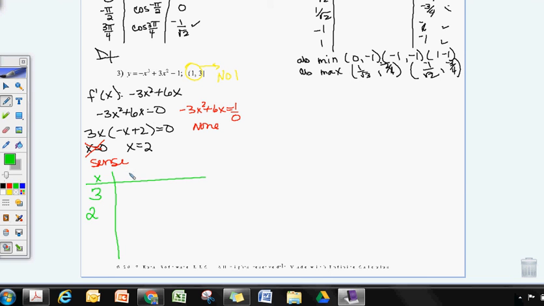I'm plugging it into my original equation of negative x cubed plus 3x squared minus 1, and my y values turn out to be negative 1 and positive 3. So my absolute min, my lowest point, would be 3, negative 1, and my absolute max would turn out to be 2, 3.